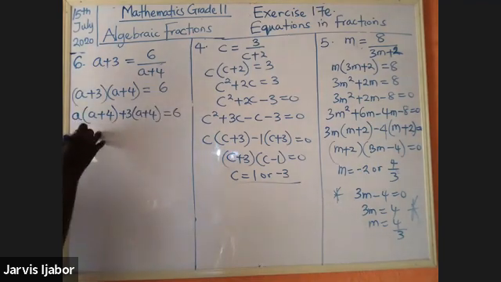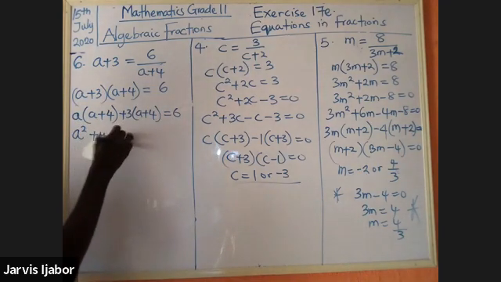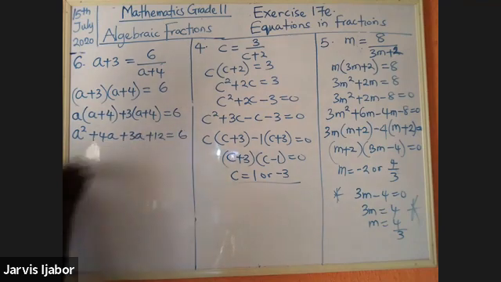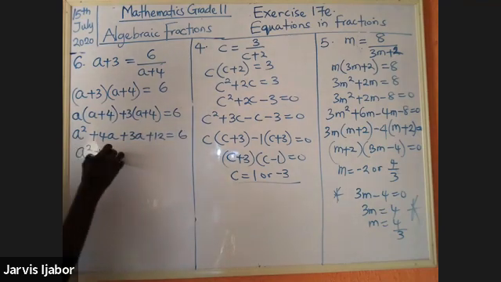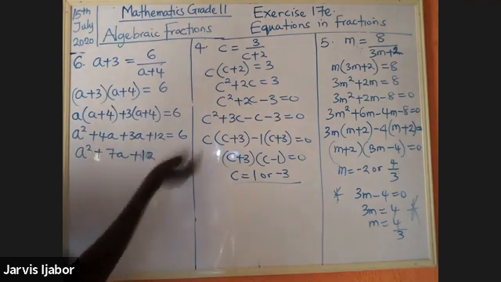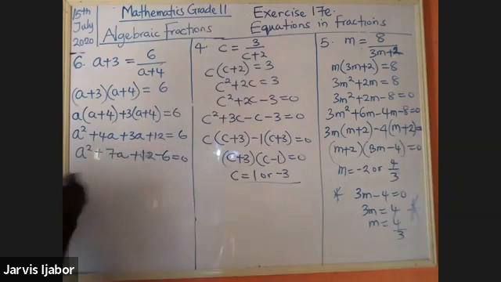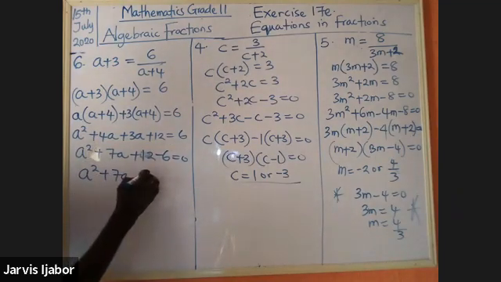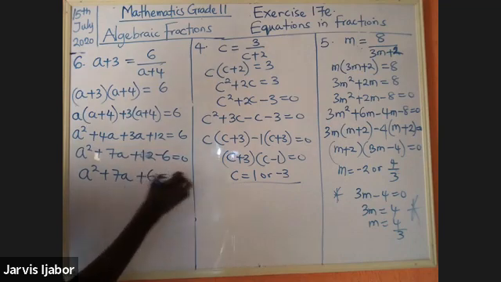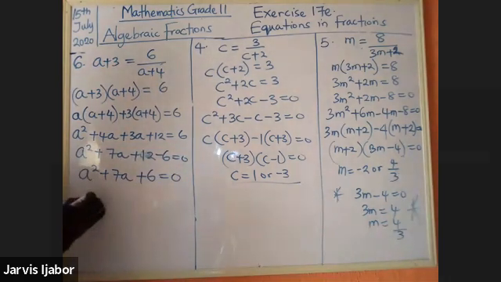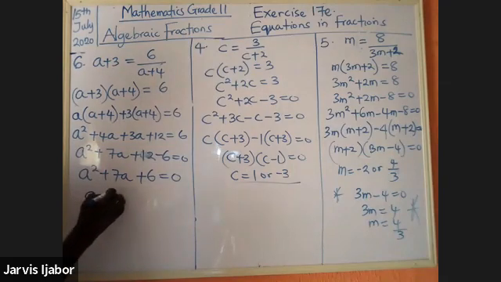This will be a squared plus 4a plus 3a plus 12 equal to 6. This will be a squared plus 7a plus 12 minus 6 equal to 0. So a squared plus 7a plus 6 will be equal to what? 0. So what is this one? This one is straightforward.